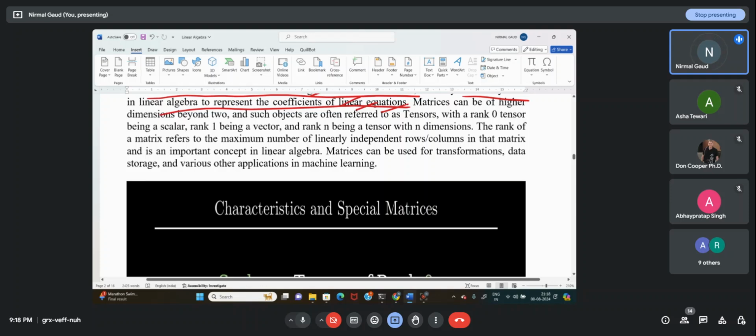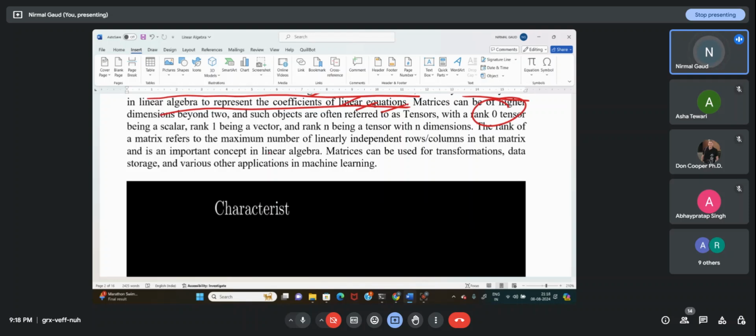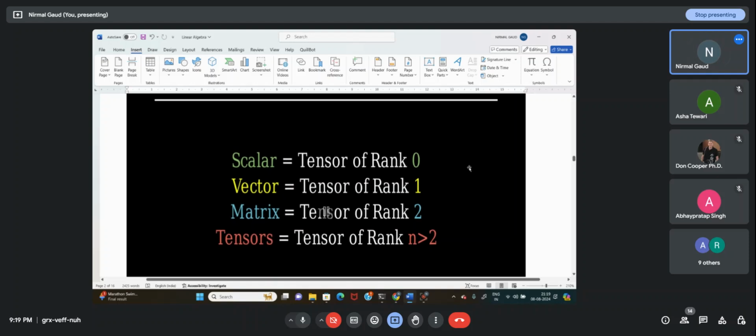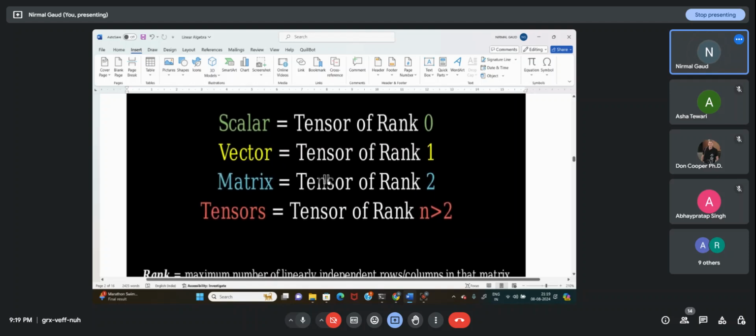Here, if you have a matrix of rank 0, then it is just a scalar quantity. If you have a matrix of rank 1, then it is a vector quantity. And if you have 2D, 3D, then it's a matrix, and further higher order, then it will be a tensor. I already told you. These are the characteristics I was telling you.